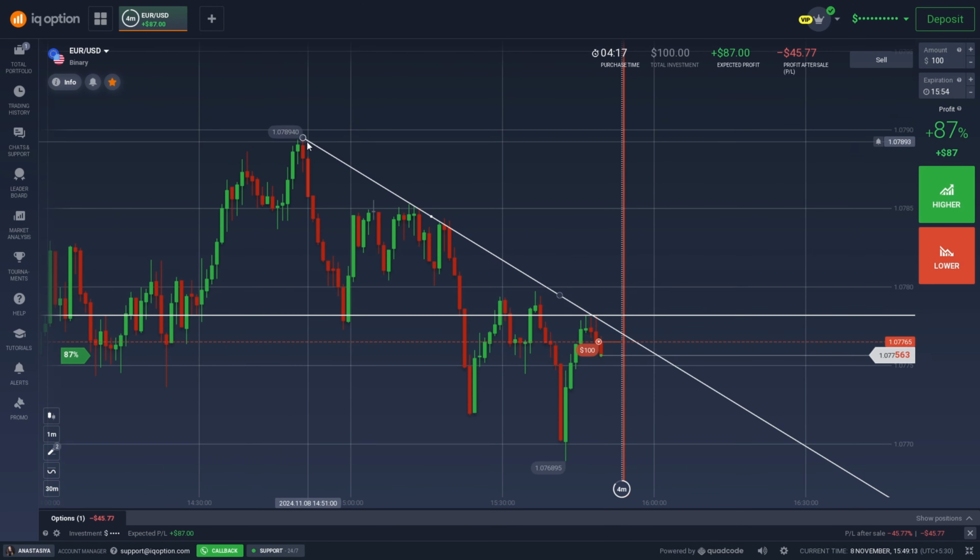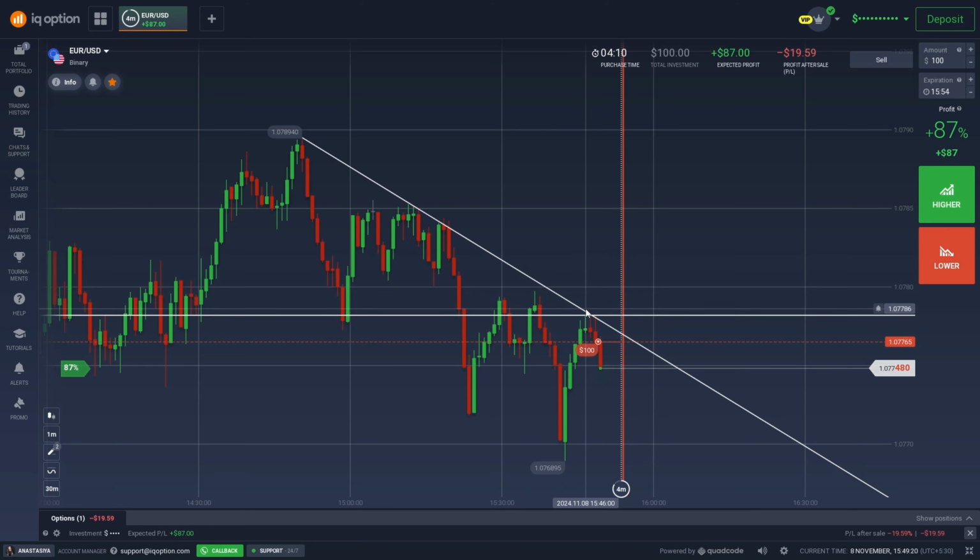If you go by price action, this is the high, low, lower high, lower low, lower high, lower low, and this is the lower high. So according to the price action, this is a downtrend.